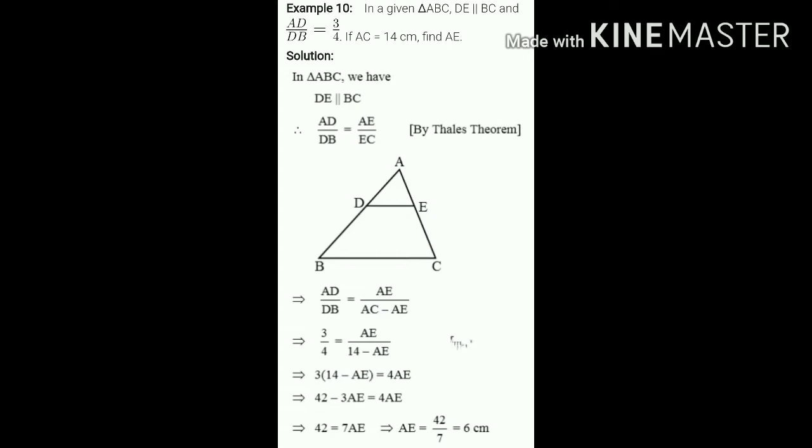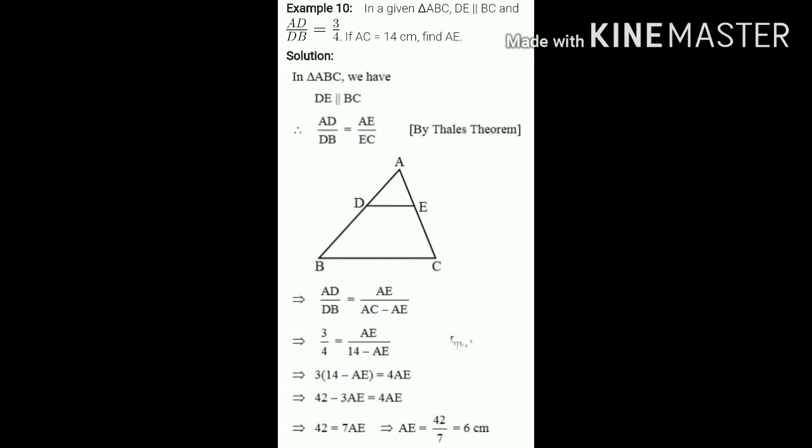In the triangle ABC here, DE is parallel to BC. The AD by DB ratio is given as 3 by 4, and the AC line segment measurement is 14 centimeters. By using this given data, we need to find the length of AE. Now look at the solution of this.